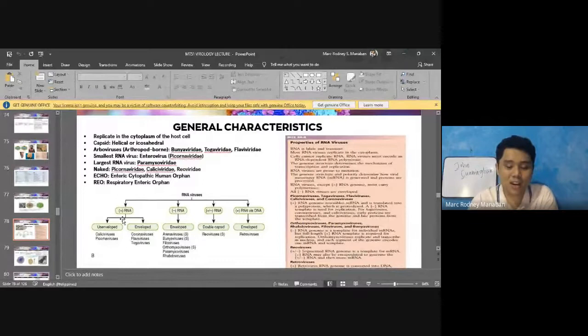RNA viruses are the majority compared to DNA viruses. Remember earlier, the mnemonic for the DNA viruses: you just memorize that, and you're okay. Because those are the DNA viruses, and outside of that, they are already RNA. So if you are asked which of the following is a DNA virus, press the buzzer, and look for those in the mnemonic.